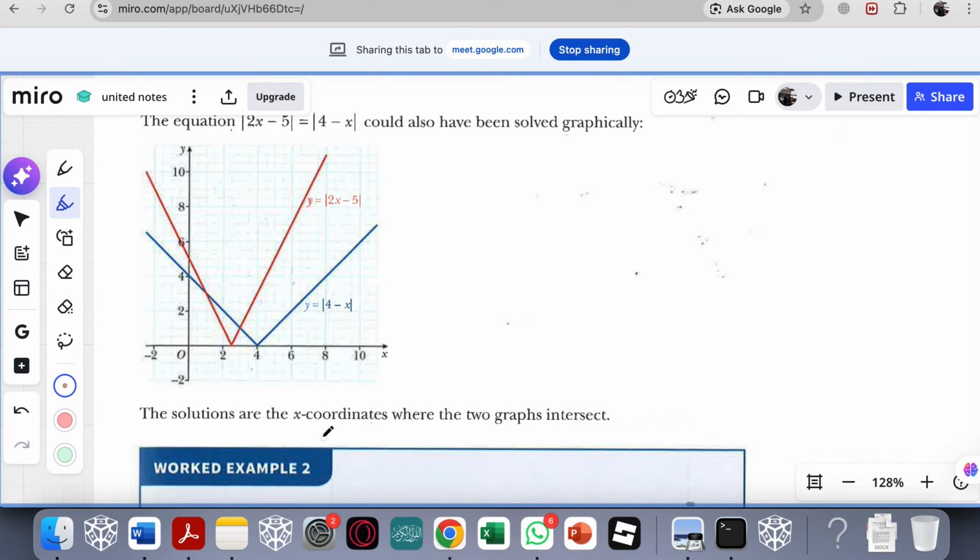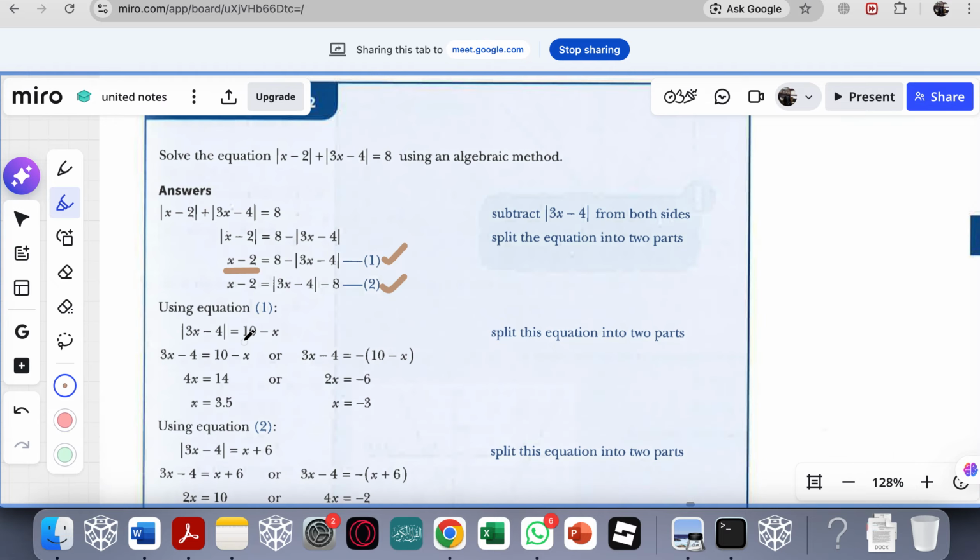So in this way, you get one equation, and then you get the second equation. We solve each one differently. We bring the first equation, we solve. Now, to solve the first equation, we collect like terms. So we say modulus of 3x minus 4 equal to 10 minus x. How is it 10 minus x? Remember, minus x. So that's how we got this 10 minus x.